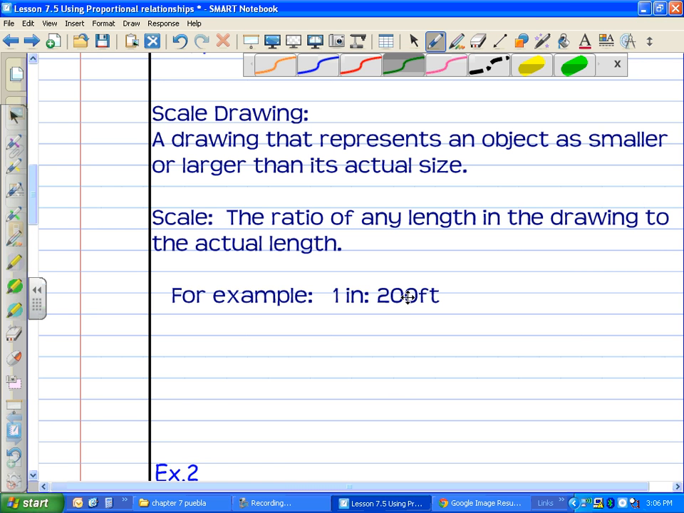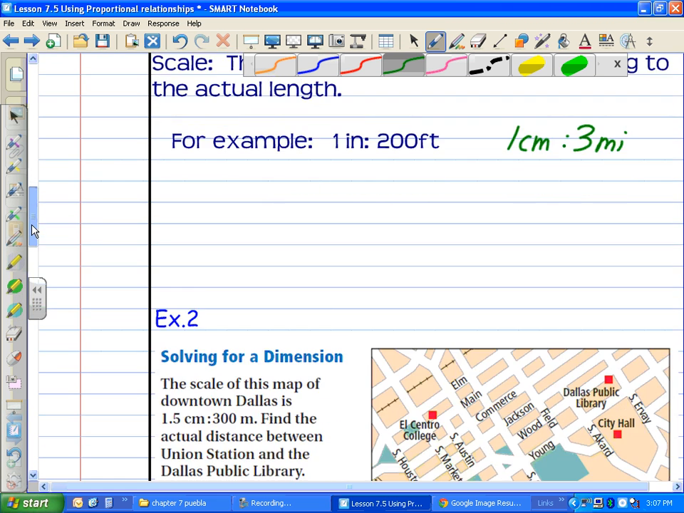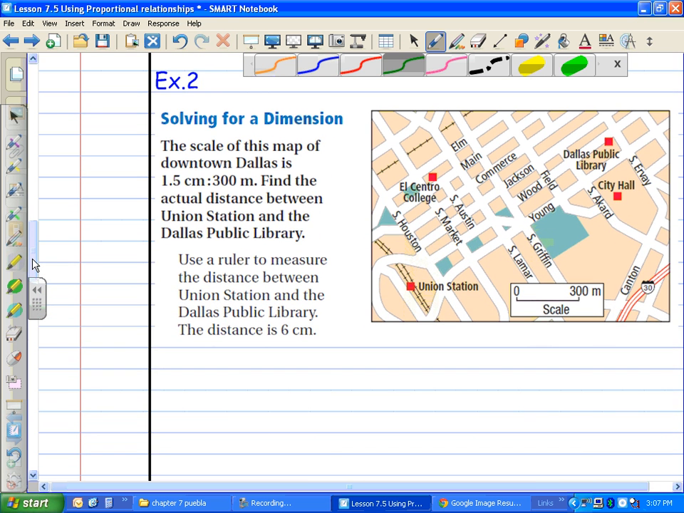Or, for example, if I had something like, for every centimeter on my paper, that means 3 miles in real life. So you're telling someone what it means. You're in charge. If you're drawing it, then you should be telling them what it means. Okay? So let's take a look at how scales can be used.